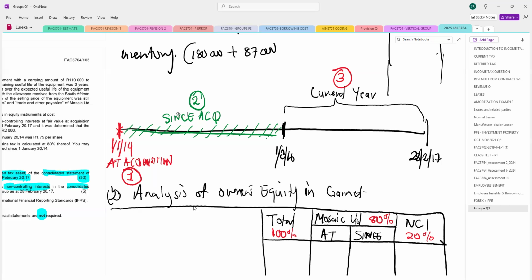Then in the current year, I'm now checking the profit. Is this company operating well? Did it make a profit? Did it make a loss? How much of the profit belongs to me and how much belongs to the NCI?